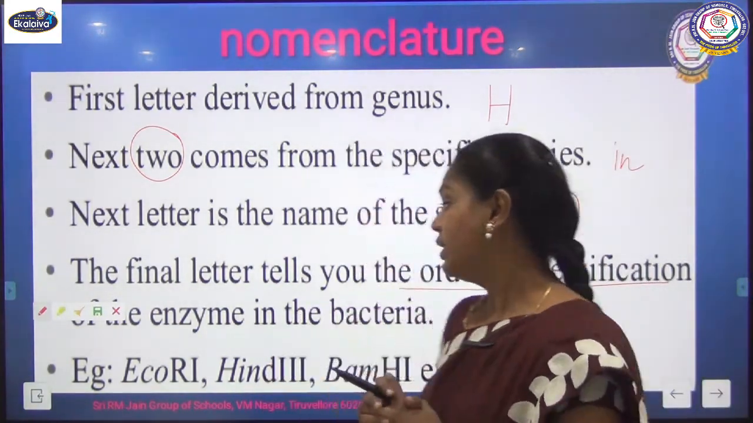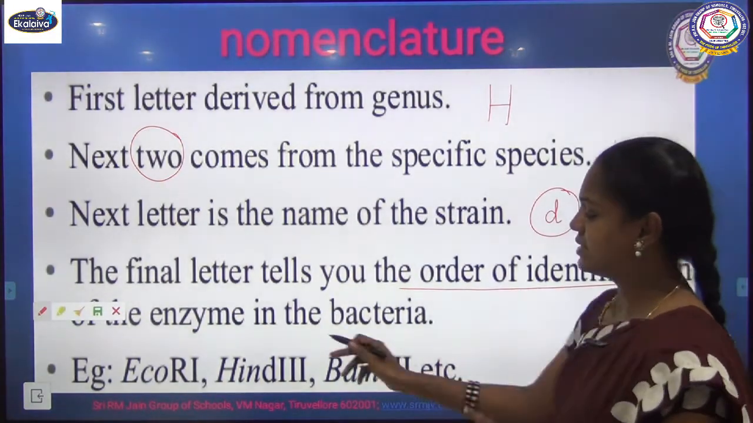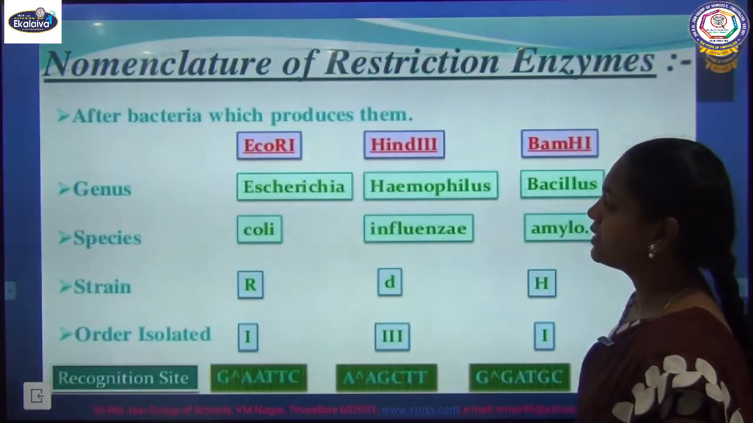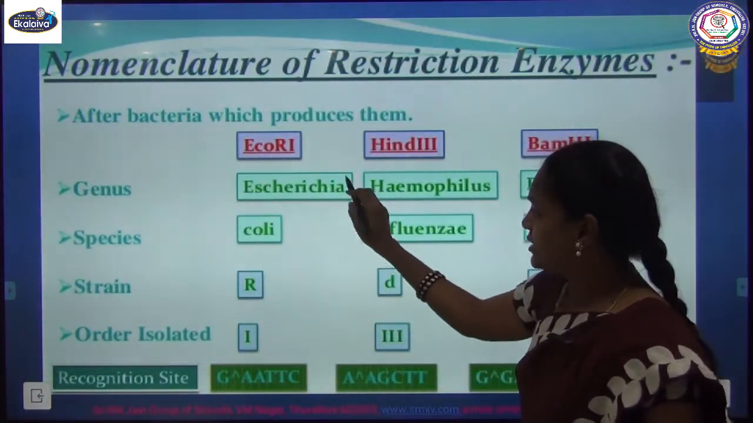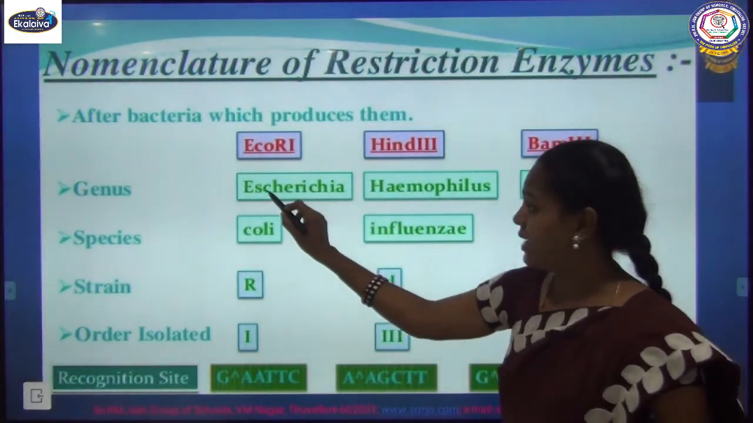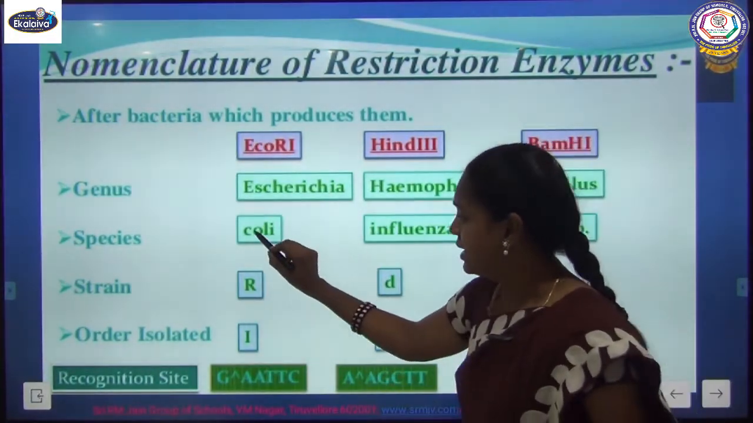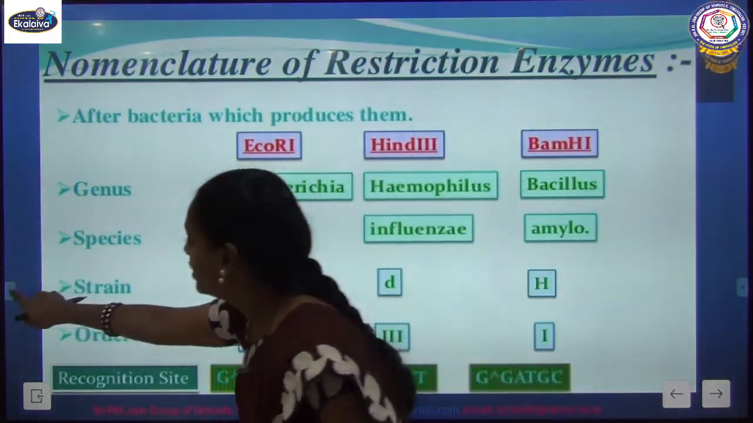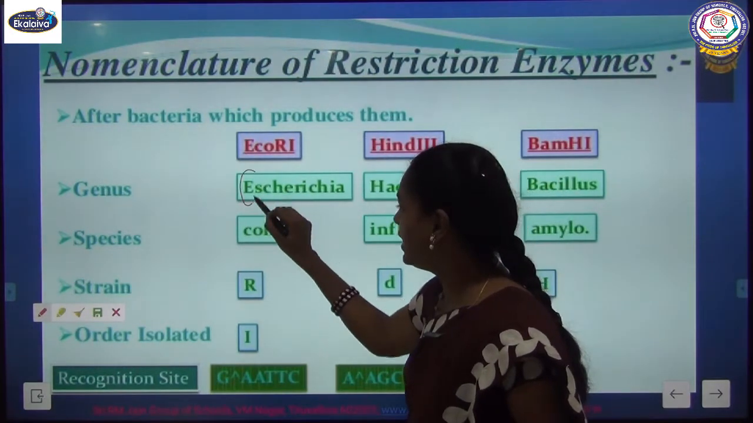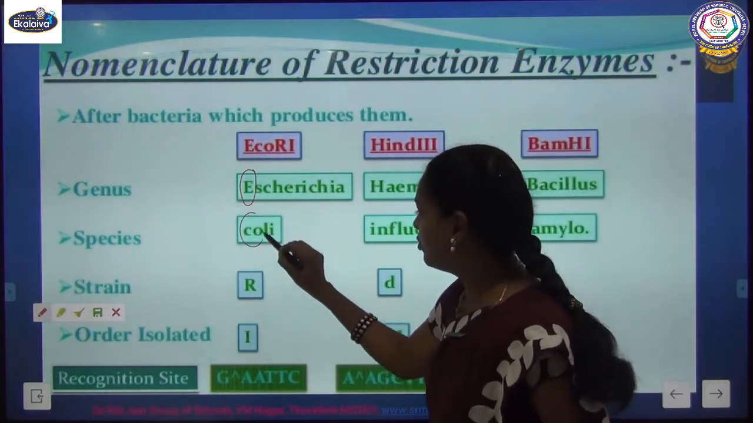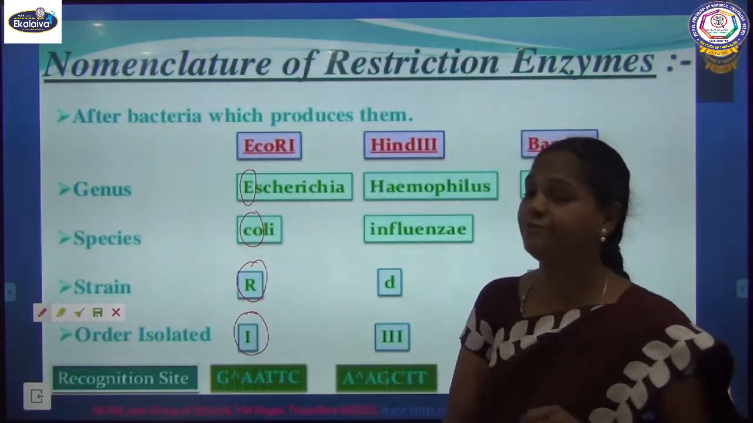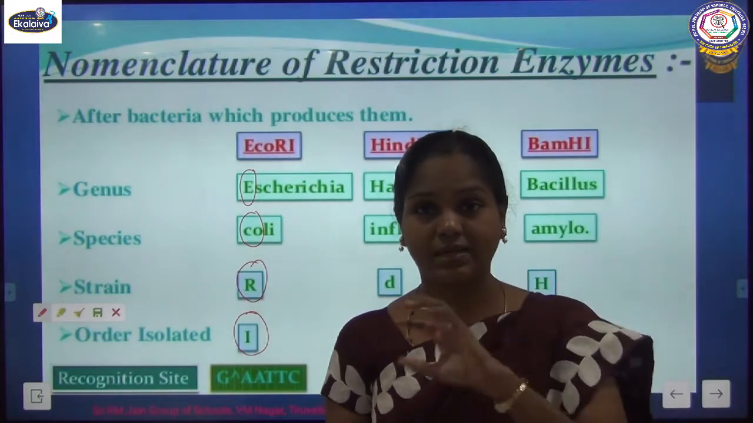So this is about the nomenclature of this enzyme, and some examples are given. We'll see some more examples. See here, EcoR1, actually it is from E. coli, that is Escherichia. E is taken from the genus name, CO is taken from the species name, and R is the strain. So E from the genus, CO from the species name, and R is the strain name, and this is the first discovered enzyme in that series.